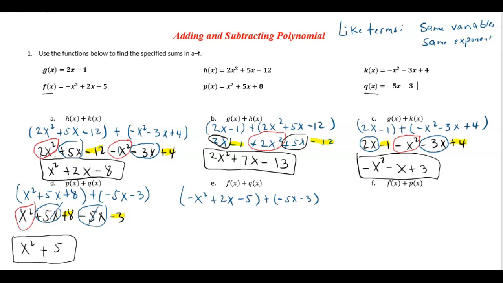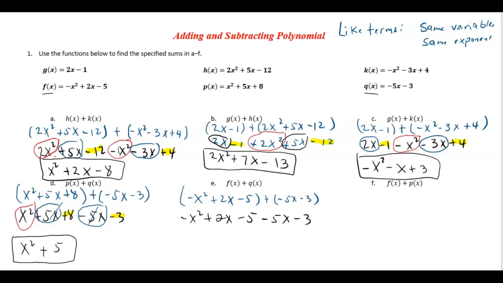The only reason I start with the parentheses is because when we start doing subtraction, the negative sign is going to make a whole lot of difference. That's why I start with the parentheses, so you don't get confused. So everything is going to be the same here: negative x squared plus 2x minus 5. Then ignore that plus, put negative 5x minus 3. The plus sign is neutral, that's why we just ignore it.